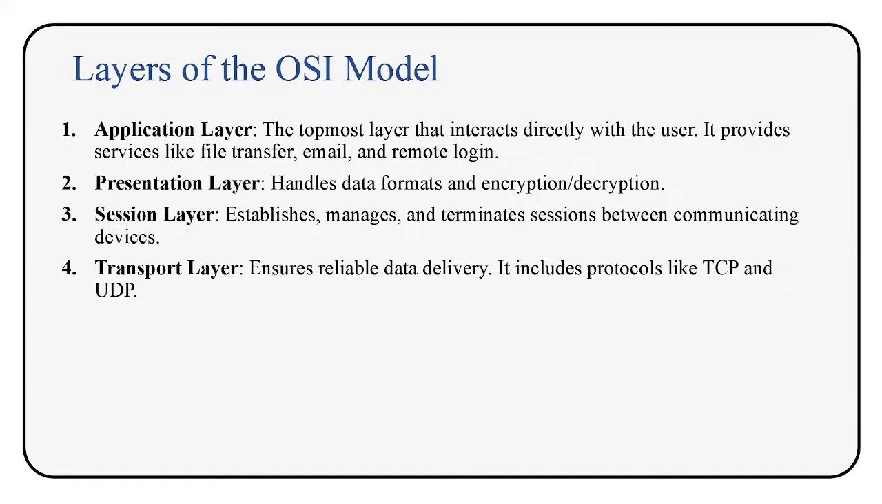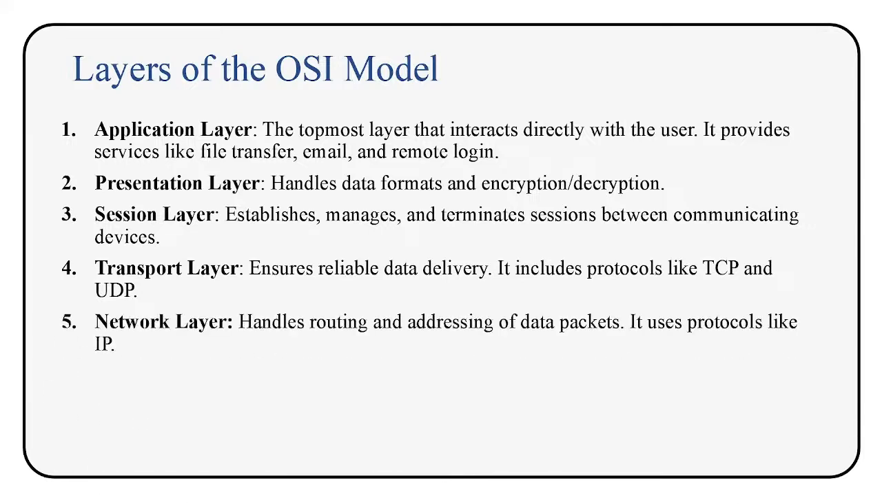That is the fourth layer. Then the network layer. The network layer simply handles the routing and addressing of the data packets when the data is moving on the network. So their route and their addresses will be decided by the network layer, and it uses protocols like IP. So in the transport layer, UDP and TCP are the protocols. In the network layer, IP, that is the internet protocol, is present.